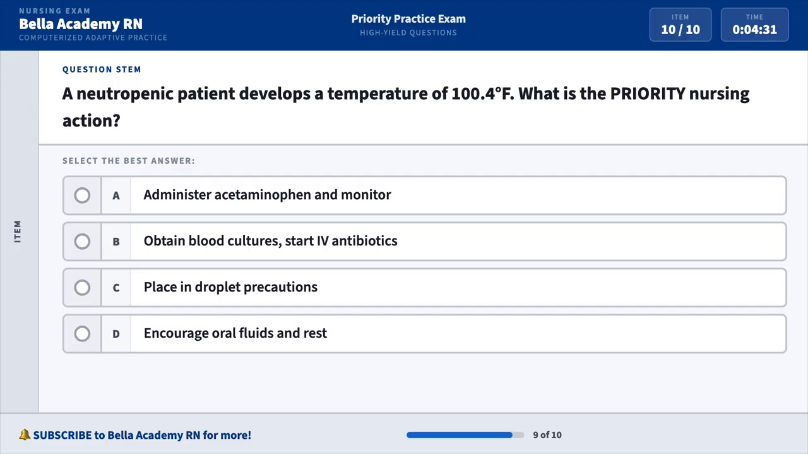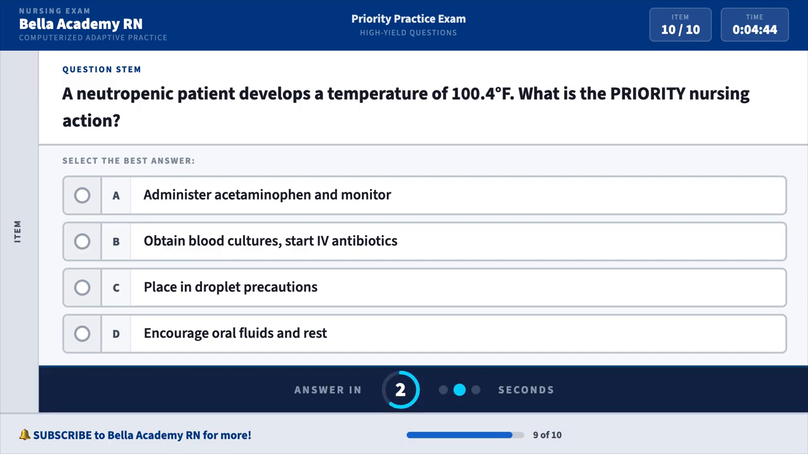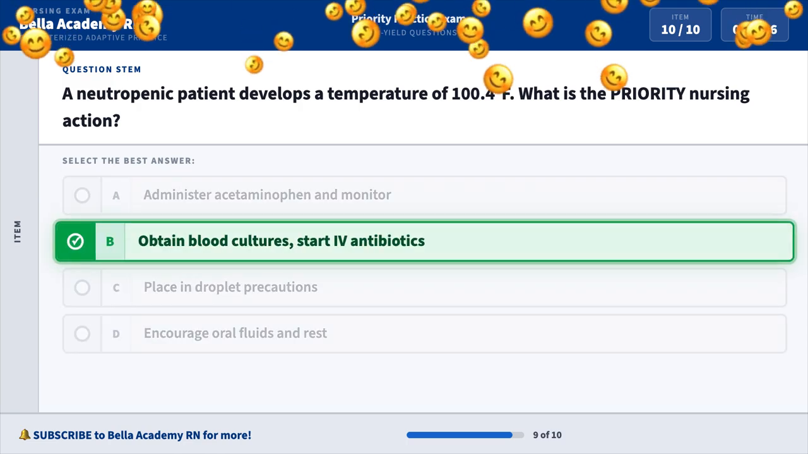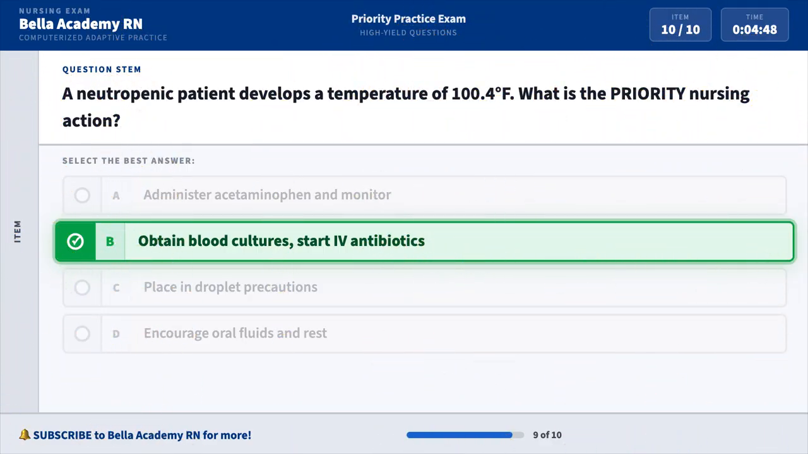A neutropenic patient develops a temperature of 100.4 degrees Fahrenheit. What is the priority action? Administer acetaminophen and monitor. Obtain blood cultures, then start IV antibiotics. Place in droplet precautions. Encourage oral fluids and rest. B. Obtain blood cultures, then start IV antibiotics. Febrile neutropenia is a medical emergency. Sepsis can be fatal within hours in an immunocompromised patient.